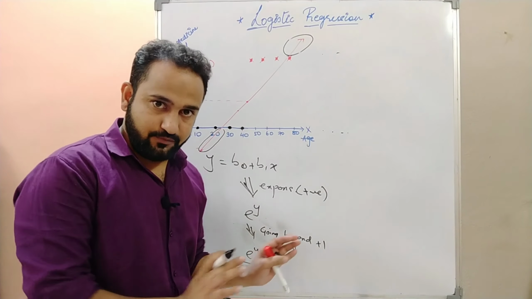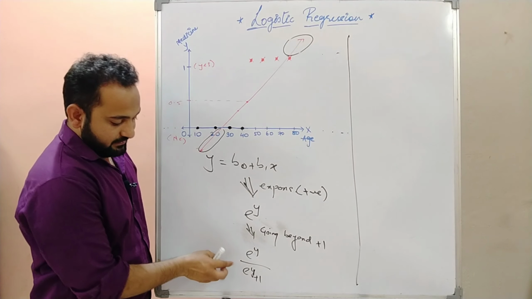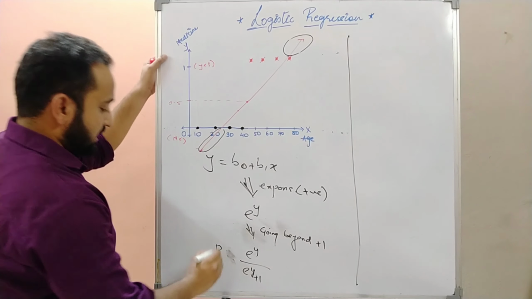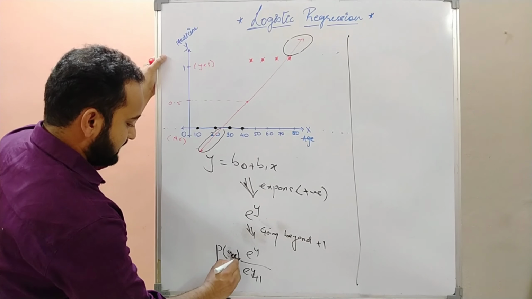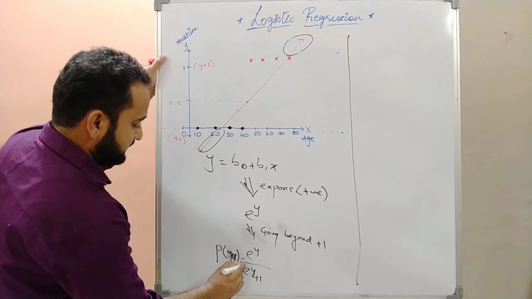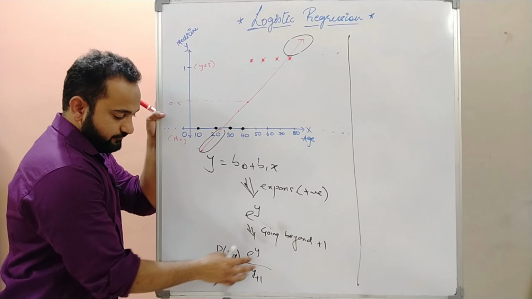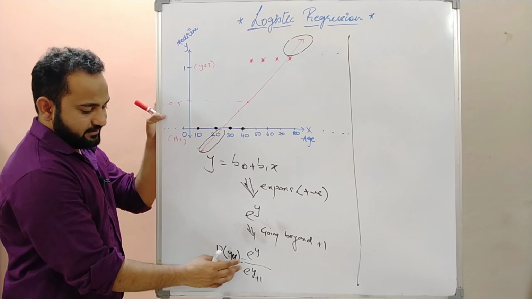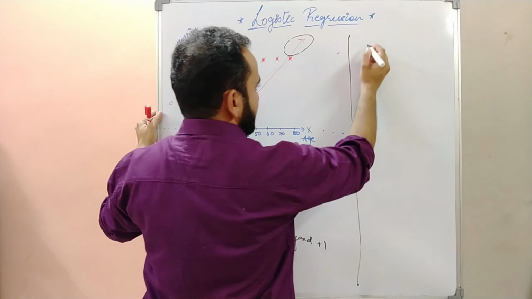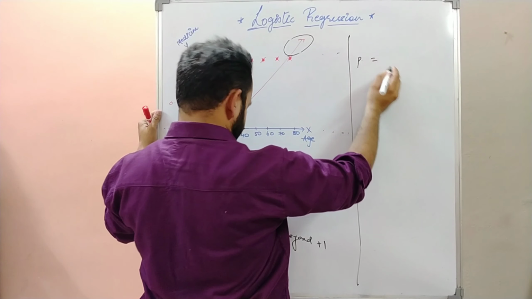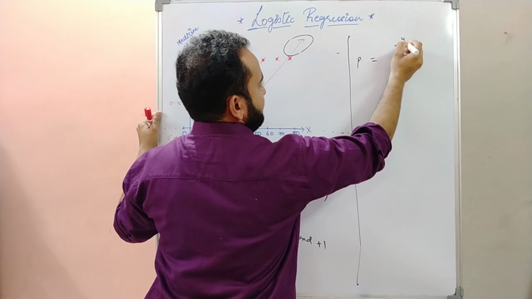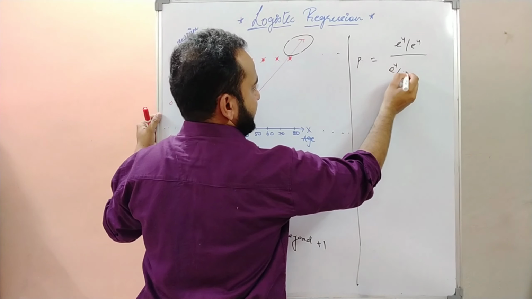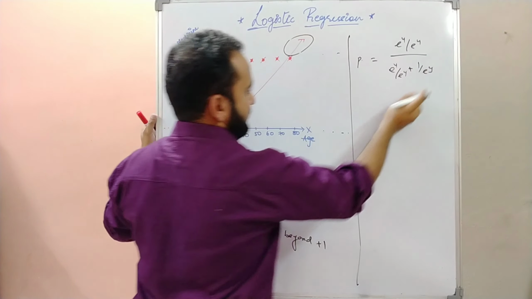So we were talking about the probability. For example, this is my probability of event happening, means in this case, probability of being yes. So P of yes is equal to e raised to y divided by e raised to y plus 1. If we divide the complete equation, numerator and denominator, by e raised to y, P becomes e raised to y divided by e raised to y, divided by e raised to y plus 1 upon e raised to y.